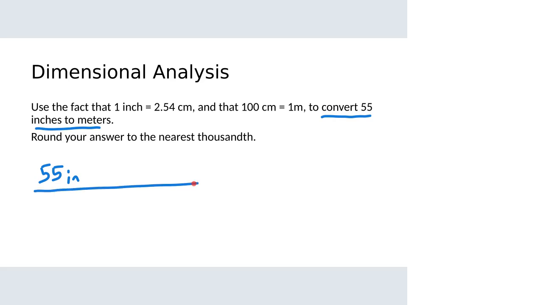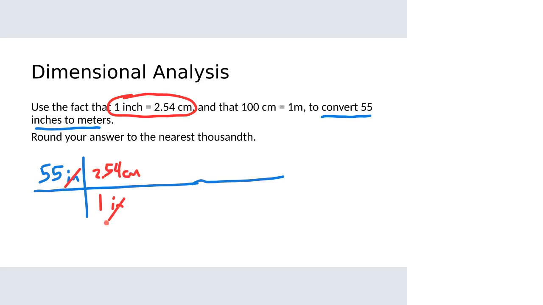As I do this, I need to get inches to go away. I'm going to look for a unit fraction that has inches in it. That's this one right here. 1 inch is 2.54 centimeters. I'm going to put my 1 inch on the bottom and my 2.54 centimeters on the top because I want inches to cancel. So that's how I knew to put inches on the bottom, because I needed them to cancel.